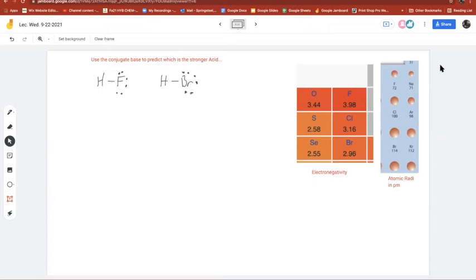So what's the stronger acid? HBr is the stronger acid. Because its conjugate base, even though it's less electronegative, is lower in energy because it's so much bigger.